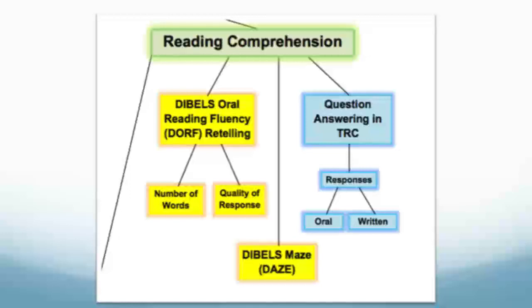The DORF also includes the retell quality of response, or QOR, where the number of main ideas and details in the retelling are counted. Main ideas are not distinguished from details. They count as one. The DAZE, or DIBELS maze procedure, is used as an indicator of reading comprehension. The idea behind a maze procedure is that readers must use all available cueing systems, such as knowledge of semantics and syntax, to select correct answers. It is presumed that this provides evidence of reading comprehension skill.